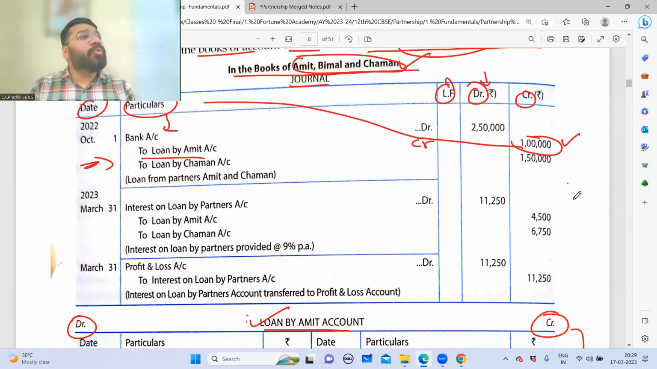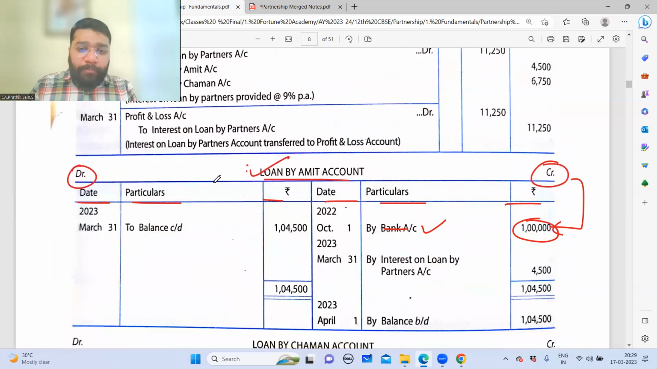Only for the capital account, which I'll be discussing in the upcoming class, can you combine multiple columns. Whereas as long as loan account is concerned, if 2 loan accounts are asked, you will create 2 separate ledgers. Now I've recorded this, guys. By bank 1 lakh rupees is captured.